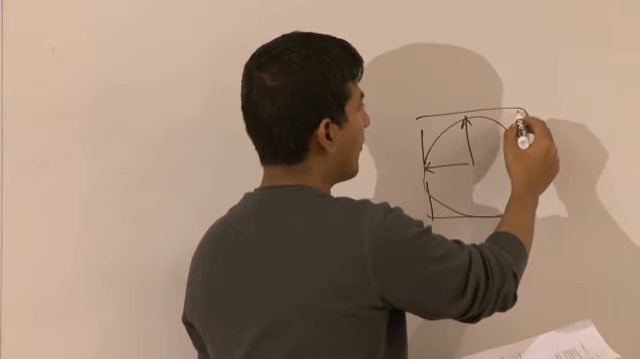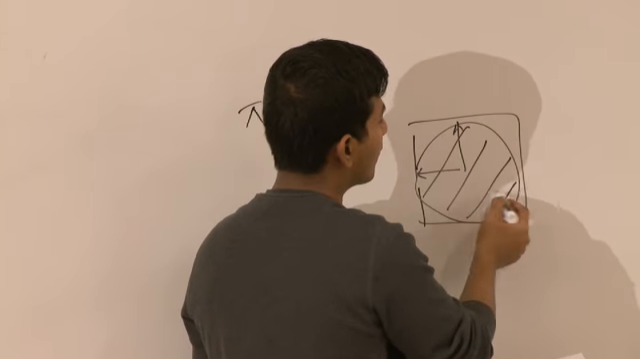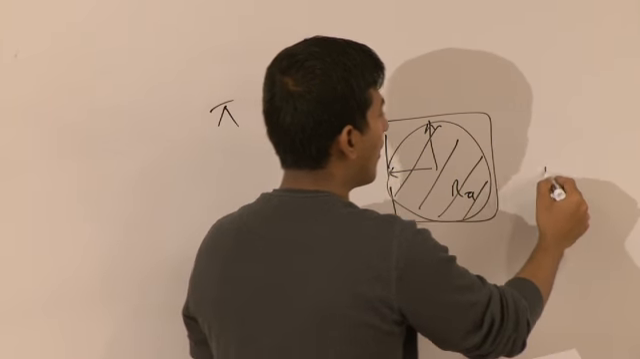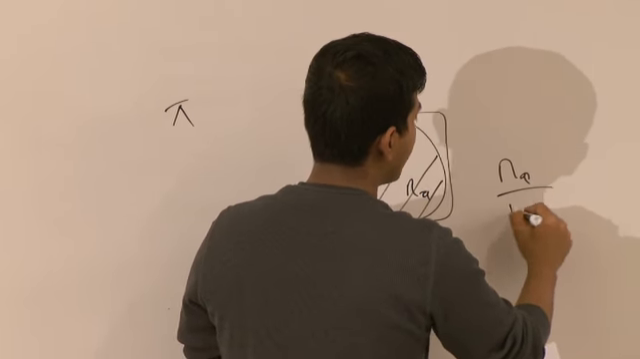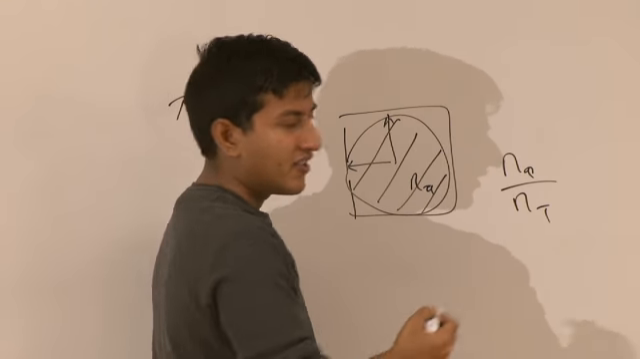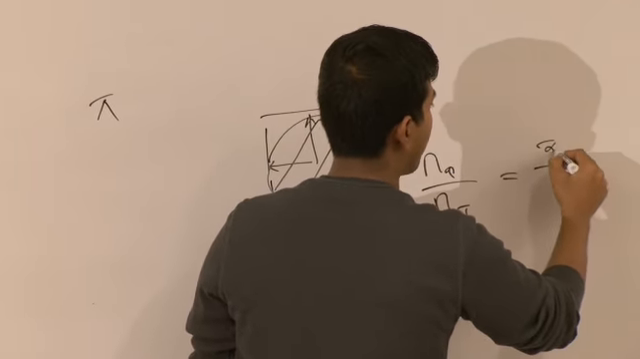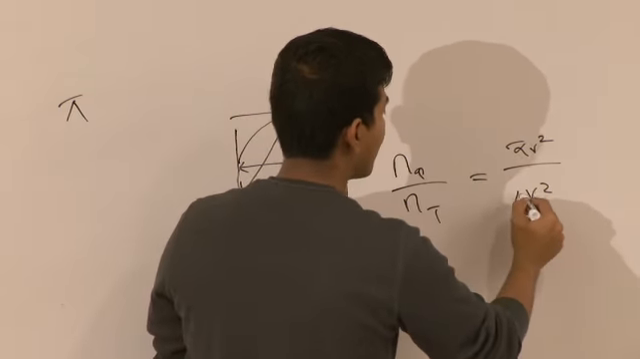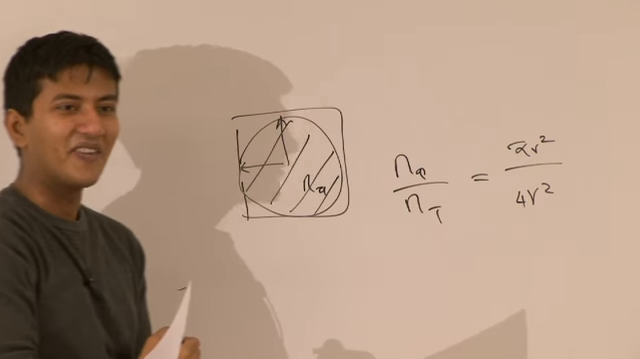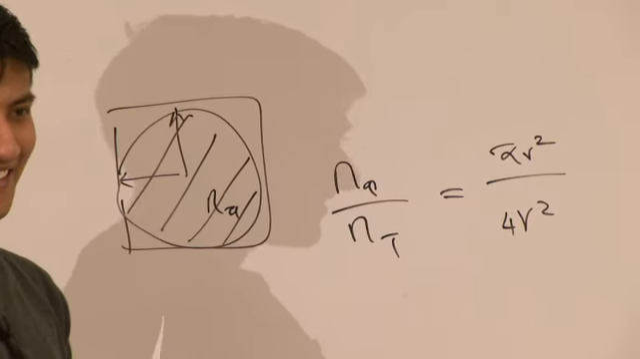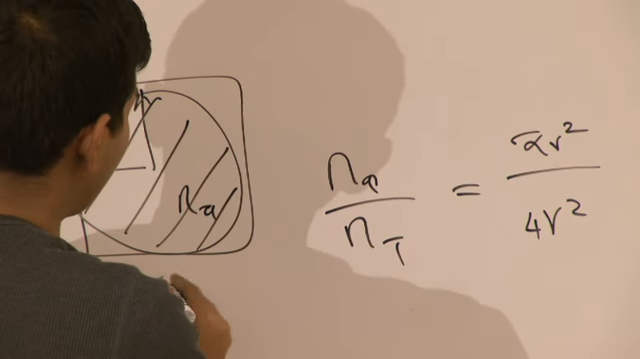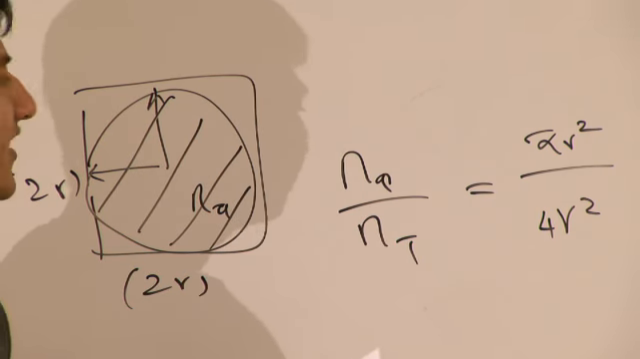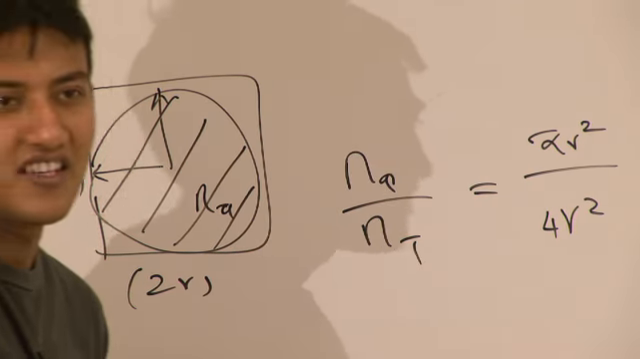Okay? So then you know the outcome. You know the outcomes, right? So suppose this is NA, and the total outcome is NT. This gives you the area, right? We know this is r squared, and this is pi r squared. Sorry. Okay. Why is this 4r squared? This is 2r, right? Okay. So using this, you can easily calculate the pi.